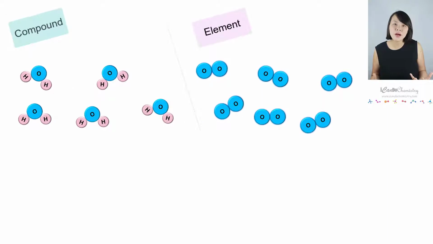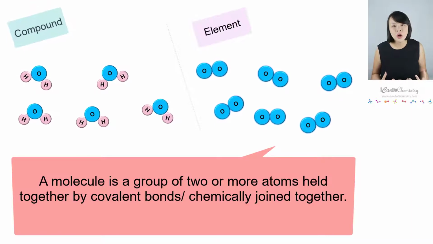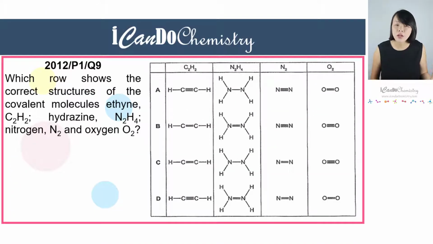Now elements and compounds with covalent bonds are called molecules. And hence we can say that a molecule is actually a group of two or more atoms held together by covalent bonds. Now let's focus back on the question. Alright, in this question, we are to determine which row shows the correct structure.